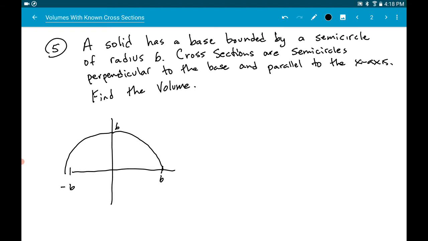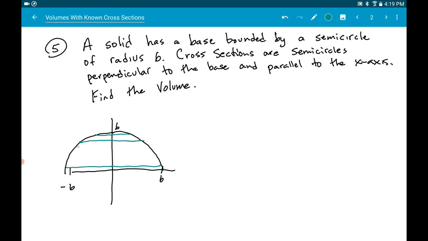Cross sections are semicircles perpendicular to the base, that means coming off the paper, and parallel to the x-axis. All right. So the idea is that these are my cross sections, but they're supposed to be semicircles coming off of the paper. So you kind of have almost like a dome type of thing, but the base is a semicircle itself.